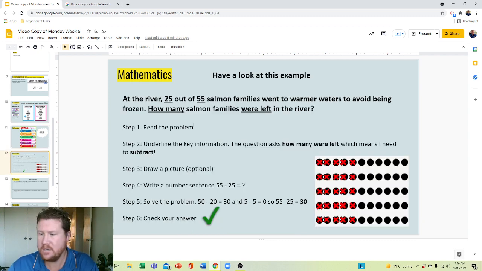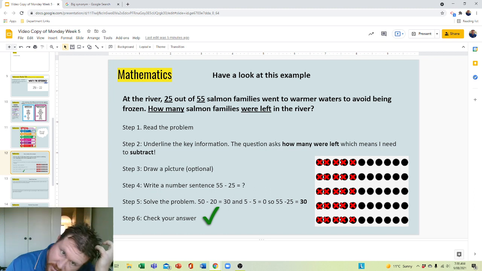Here are your problems. At the river, 25 out of 55 salmon families went to warmer waters to avoid being frozen. How many salmon families were left in the river? So they've done it for you here. Underlined the most important parts. Okay, read the problem. Underline the key information. It's done that. Oh, sorry, this is the example, is it? So it's underlined, key information.